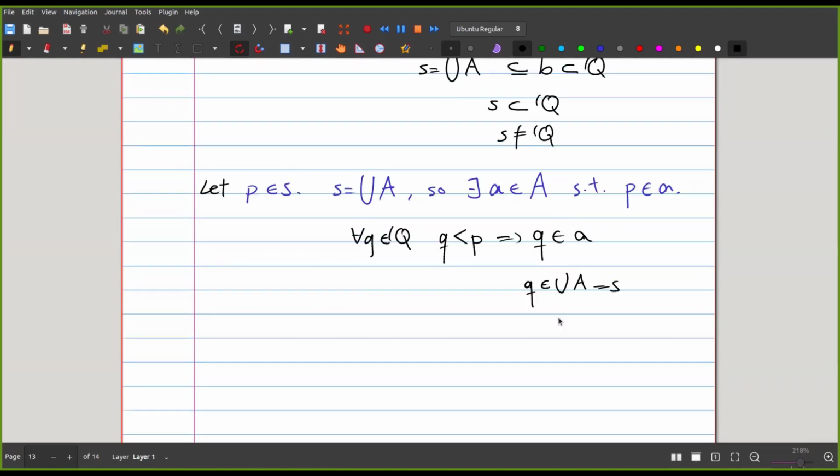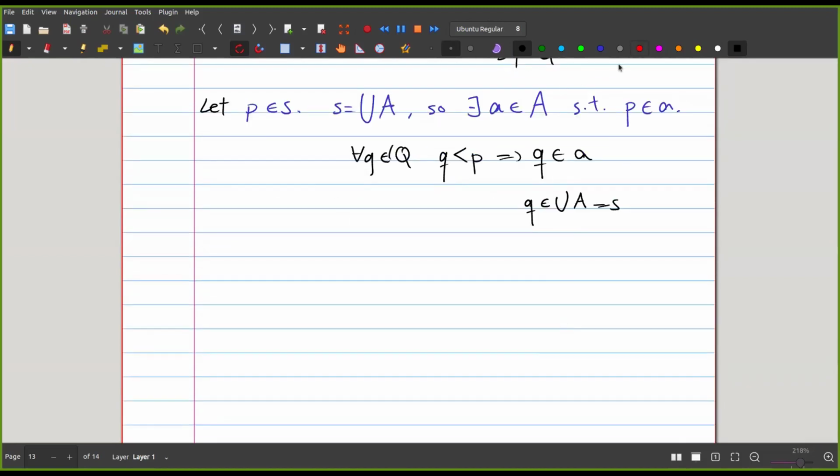Finally, I have to say that S does not have a maximum. So I can prove this by contradiction. Suppose M is the maximum element of S. And remember, when I say maximum, it means that it's an element of S and it's also larger than any other element of S. Or another way of looking at it is that it's the supremum of S, but it's also in the set S as well.